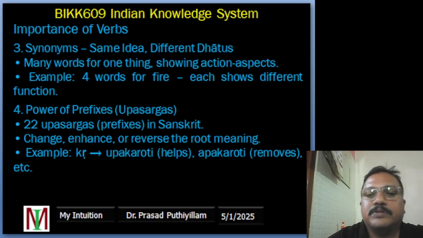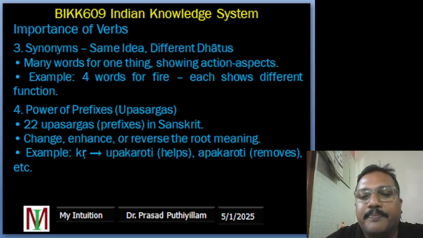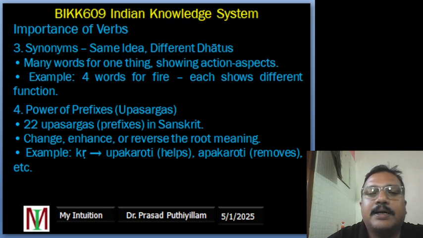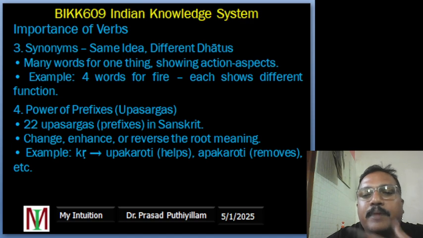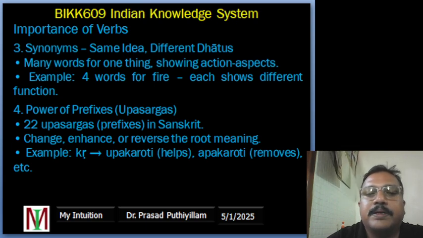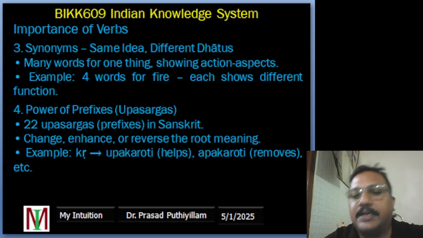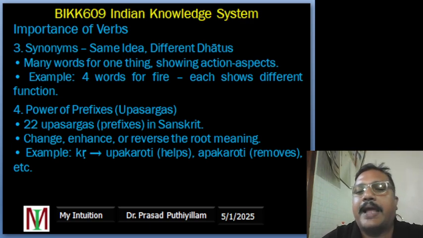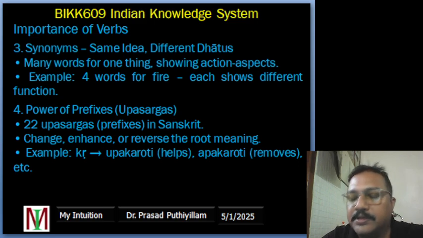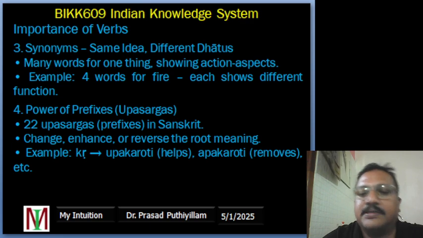Sushma, from sush meaning to dry, that is fire as a dryer. Then fire as a burner, Dahana, which means to burn. So these are not just random or fancy names; these words show a different action of fire, what it does at that particular moment. That is the beauty of Sanskrit. The synonyms are not just words; they are actions in disguise.